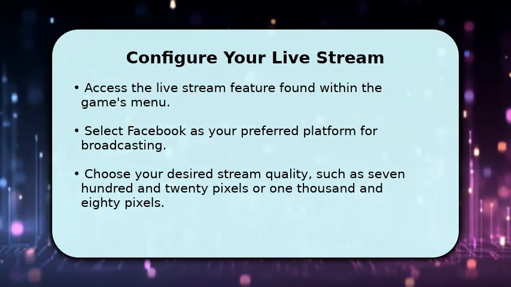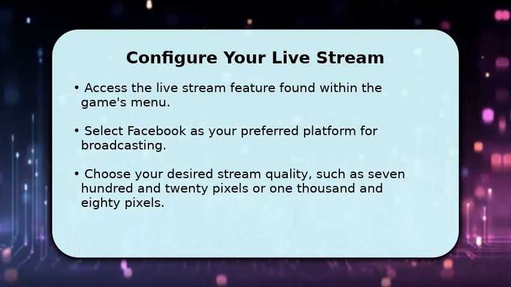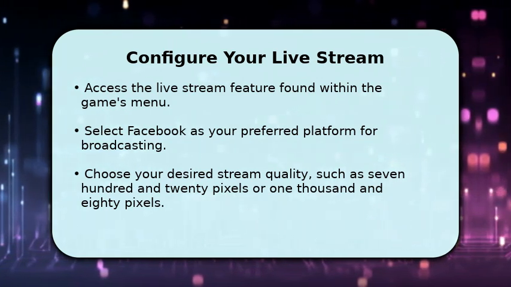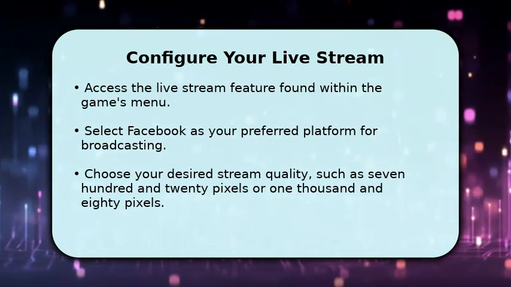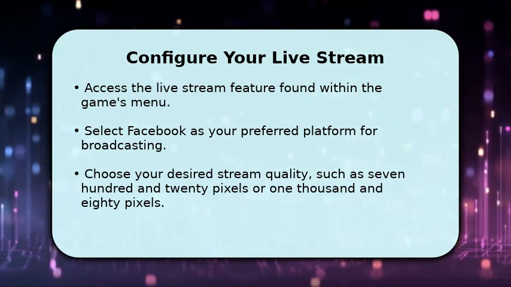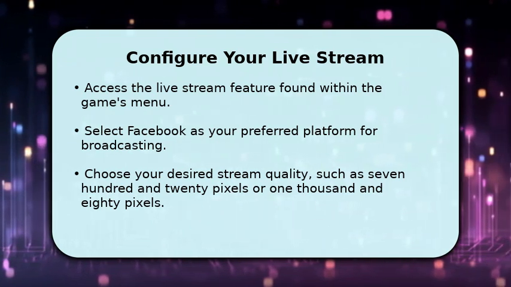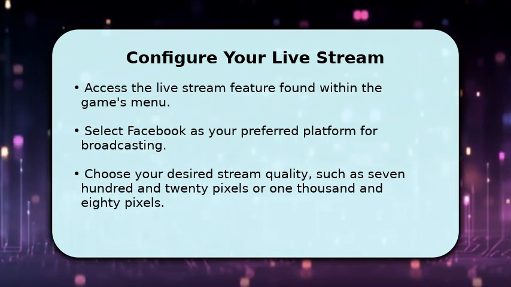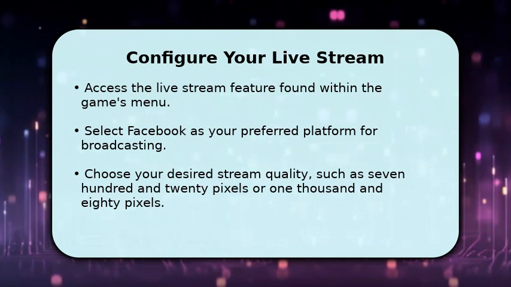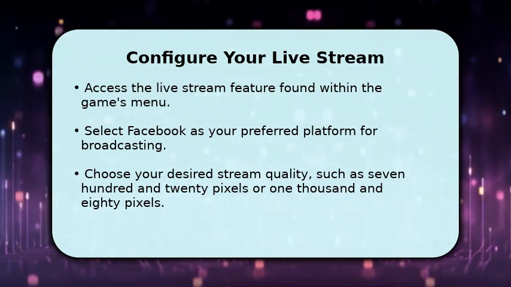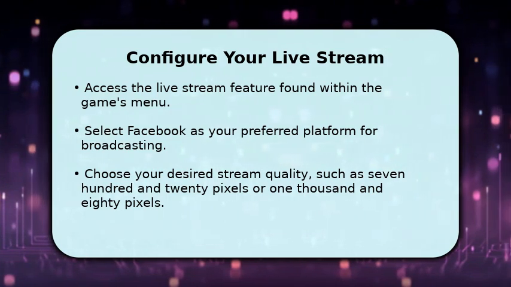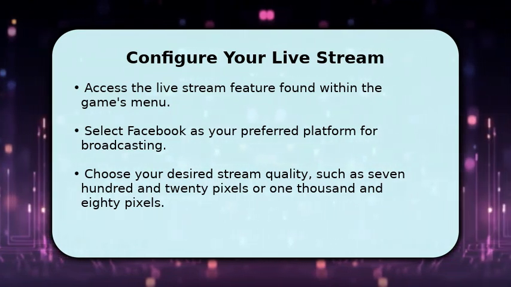Navigate to the live stream feature, which is typically located in the game's main menu or settings. From there, you will select Facebook as your broadcasting platform. You can then choose your desired stream quality. Options often include 720 pixels or 1080 pixels. Finally, set your stream's privacy to public, friends, or private, depending on your audience.